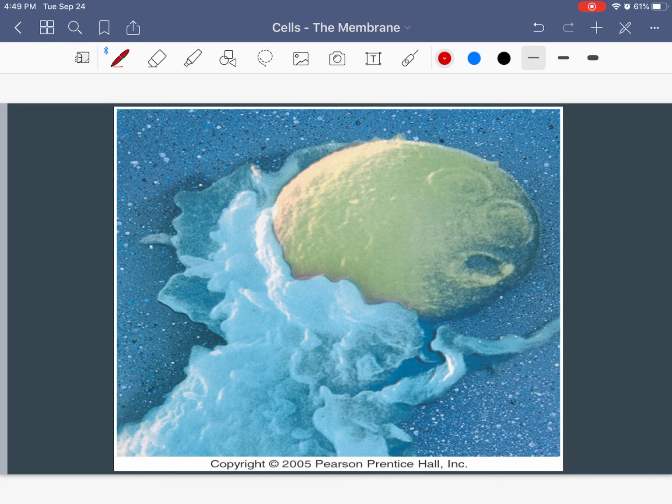This is an example of the cytoplasmic extensions right here. And then you can see they're trying to swallow or cover this structure and then engulf it.